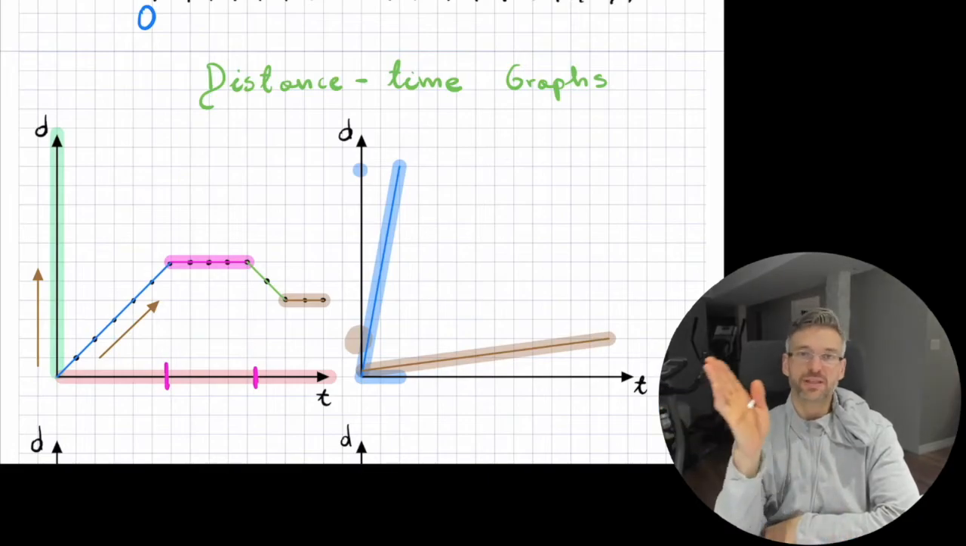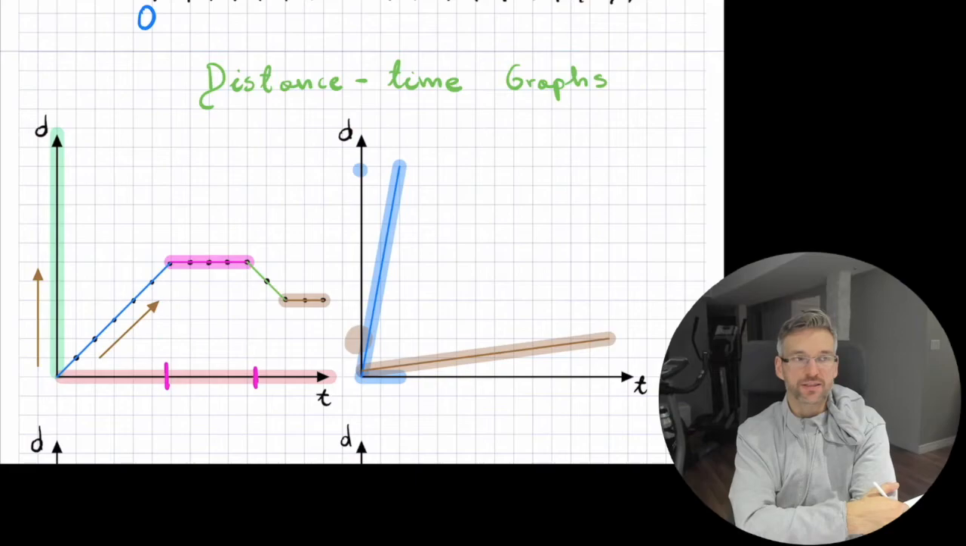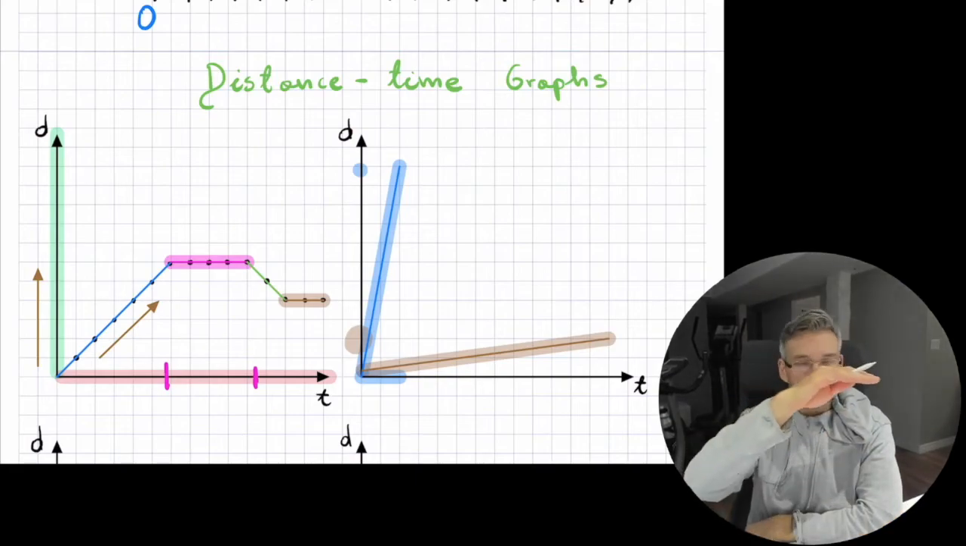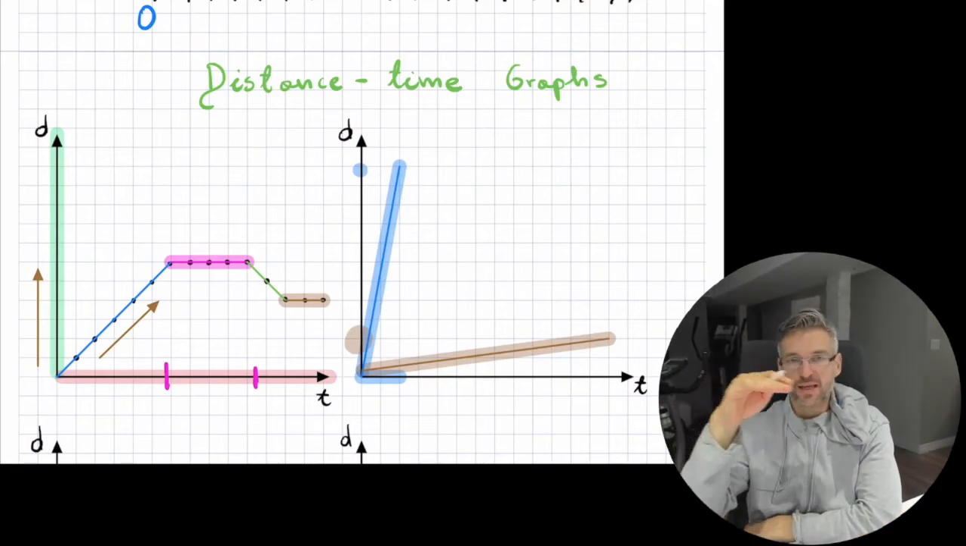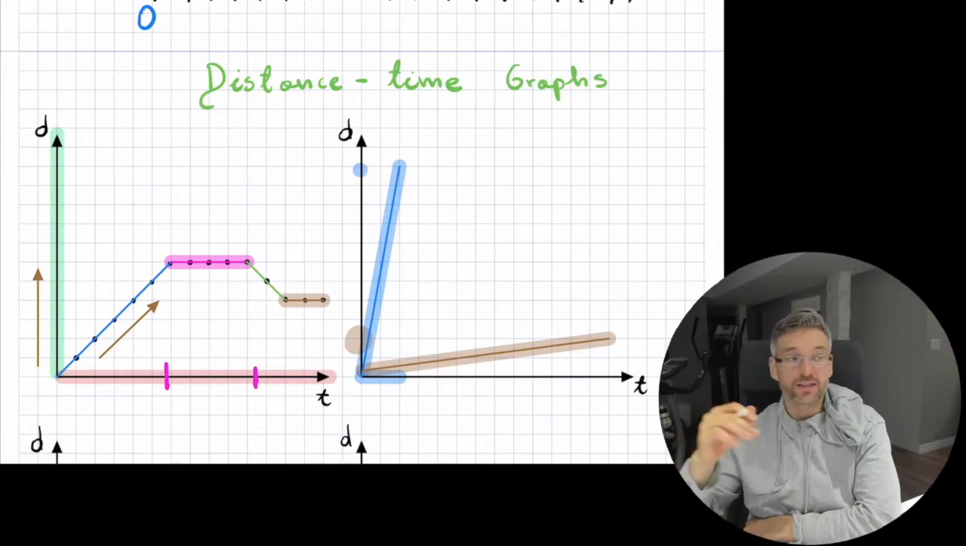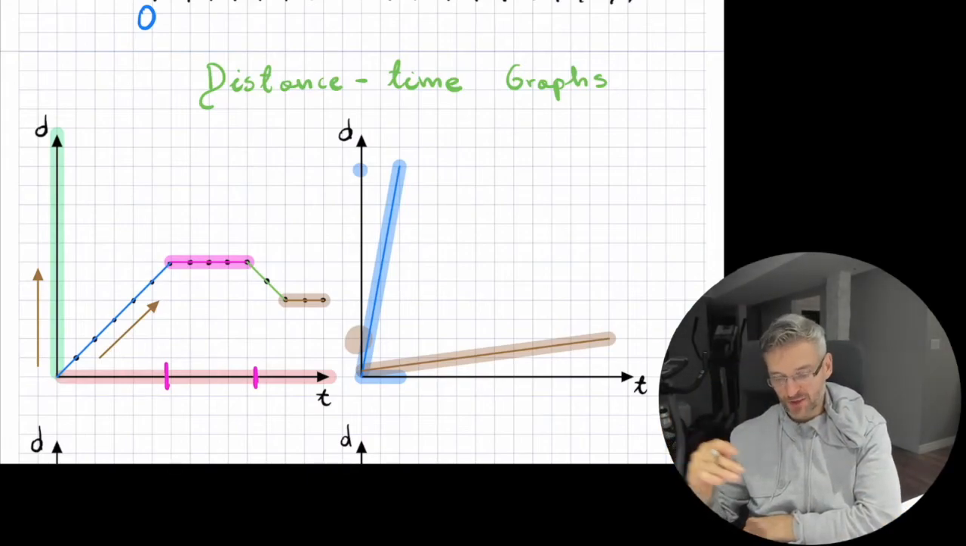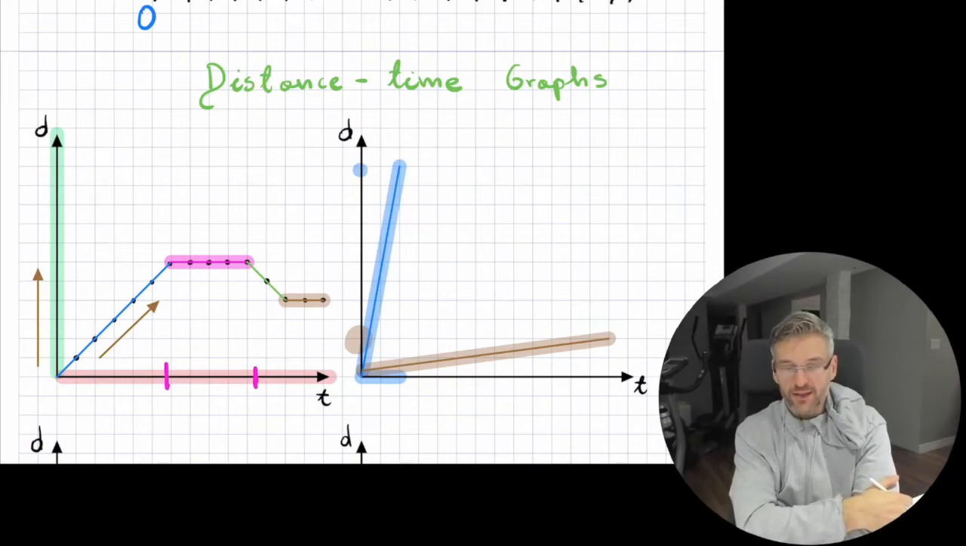So the steepness of these lines actually tells us how quickly we're covering distance. And when the lines are flat, then we're basically stuck in that one position. And then when the lines are coming down, at least for this distance, that means we're going backwards. So that's what you would have there.